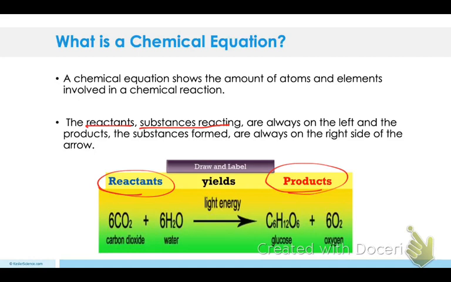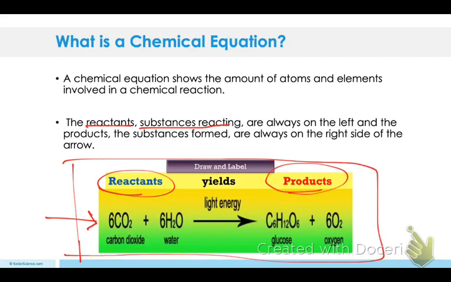So you can see how many carbons you have and how many hydrogens you have and how many oxygens you have. Make sure that you write this whole part down. This is the equation for photosynthesis. Go ahead and pause here if you are still writing.